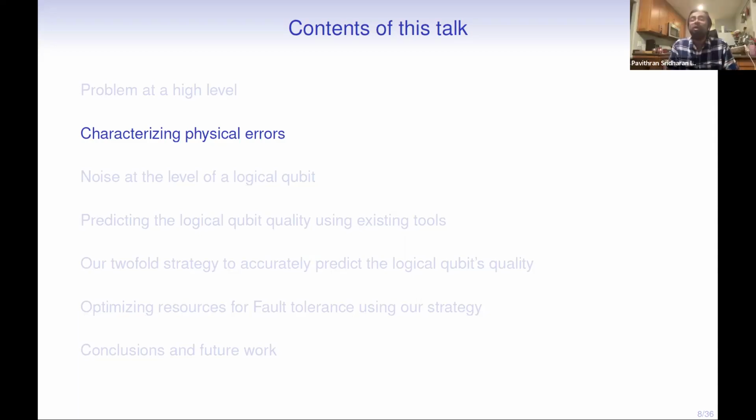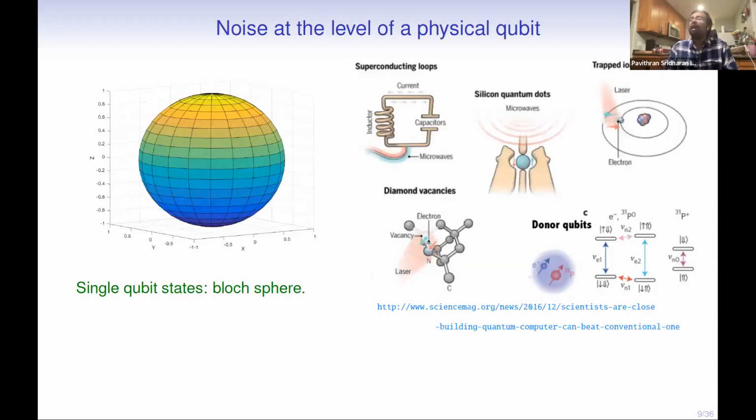So let's first understand what happens at the physical level to the physical qubit. At the physical level, as you all know, density matrices are represented as points on the sphere that's popularly known as the Bloch sphere. Any noise operation can basically be viewed as a transformation on the sphere. The physical origins of this noise can come from different hardware settings like superconducting qubits, silicon quantum dots. But what we want to understand is mathematically, what features does this noise have?